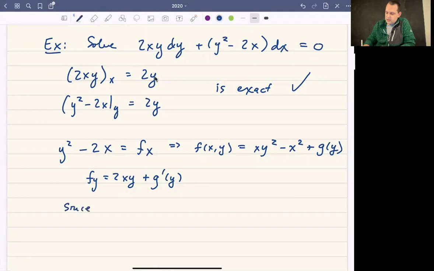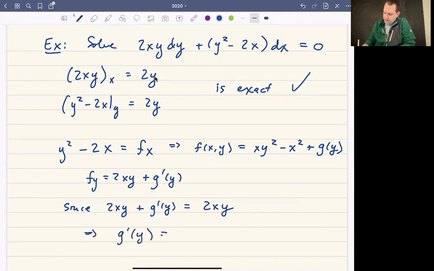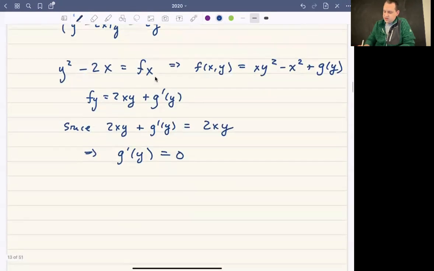So since 2xy plus g prime of y equals 2xy, just setting those two different expressions for the same quantity equal to each other, that tells us that g prime of y is 0, and therefore g of y is some constant.